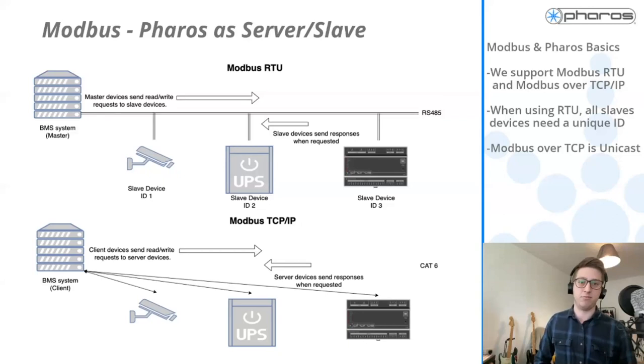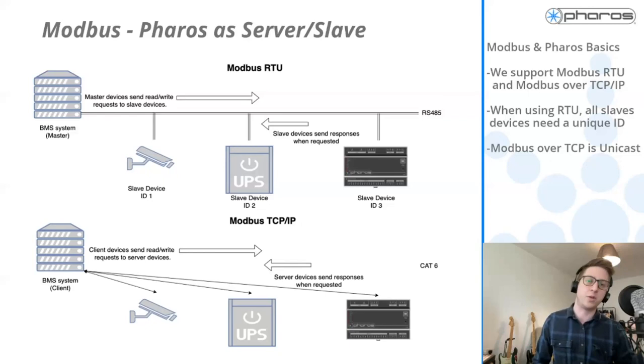Now, one thing I want to make really clear, because it can be a little bit confusing, is that where Modbus RTU says master, and where Modbus TCP uses the term client, they are the same thing. Master, client, it's the same thing. Server and slave, in terms of what we do with the protocol, again, it's the same thing. The only difference between the Modbus RTU and the TCP version is just the way that the data is transported. One uses an RS-485 connection, one uses TCP.